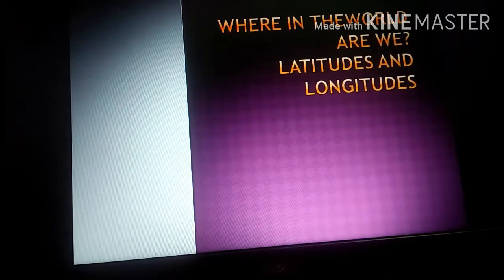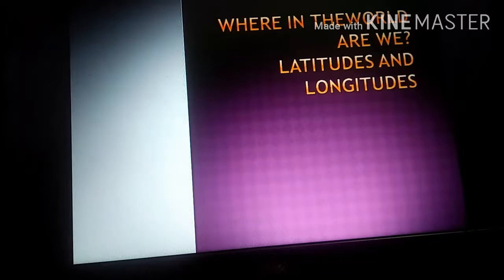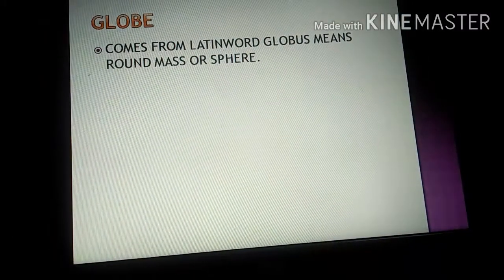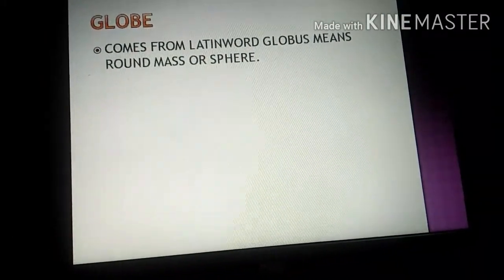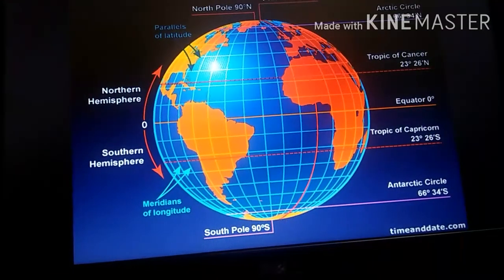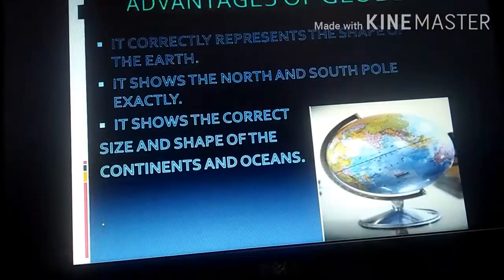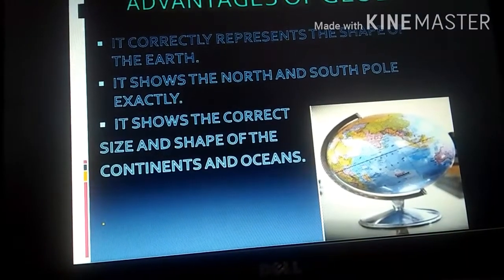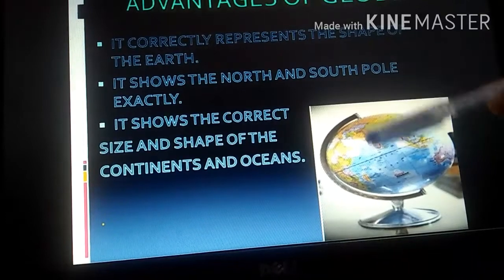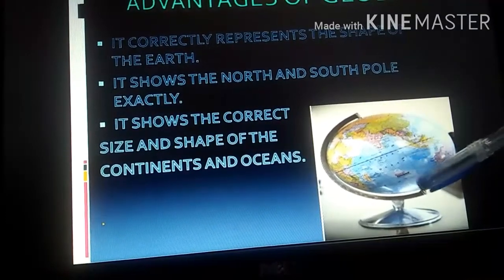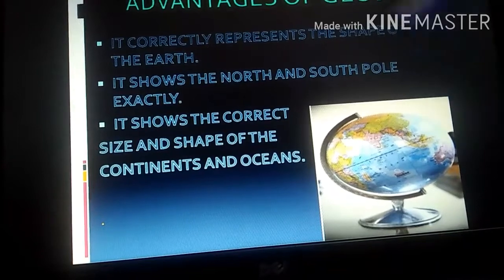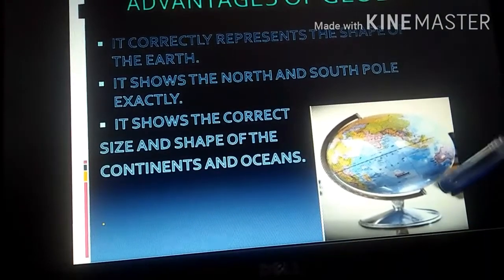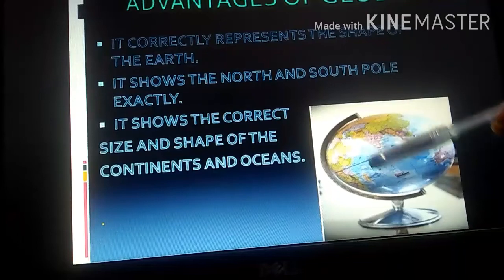Now, first of all, in order to know about all these things, people made the globe. Now, what is a globe? You all know, it looks like a spherical figure. You can see here the globe. This is a globe which looks like the earth. It represents the shape of the earth. It shows the north and south pole of the earth because it is spherical in shape.